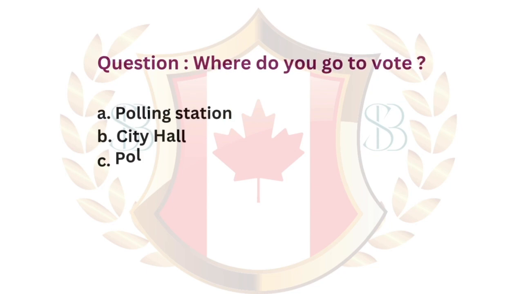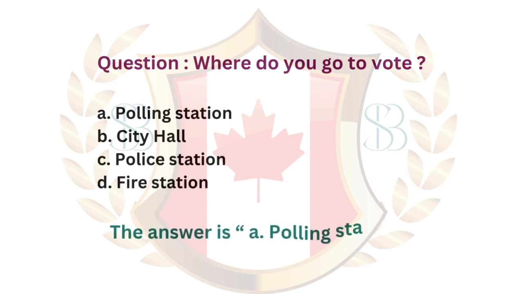Question: Where do you go to vote? A. Polling station. B. City Hall. C. Police station. D. Fire station. The answer is A. Polling station.